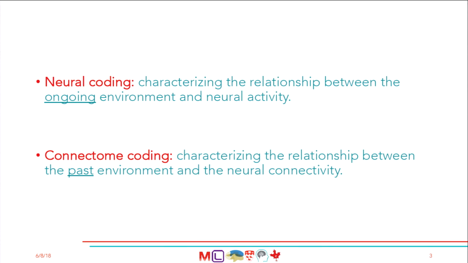Then in the context of connectomes, rather than the ongoing environment, what we're trying to characterize our connectome in the context of is the history of the individual. This can be history such as disease, it can be genetics, age, all sorts of things like that.